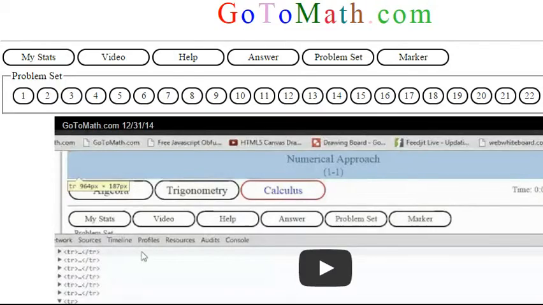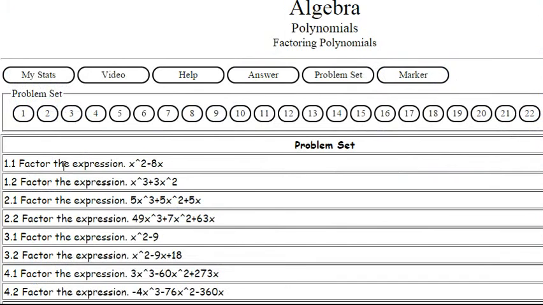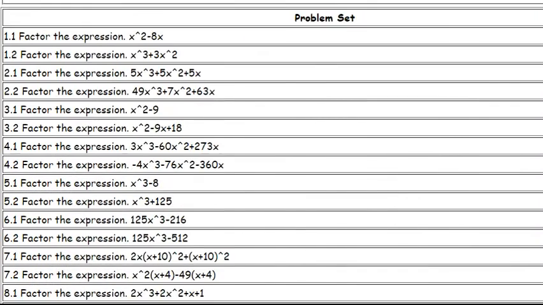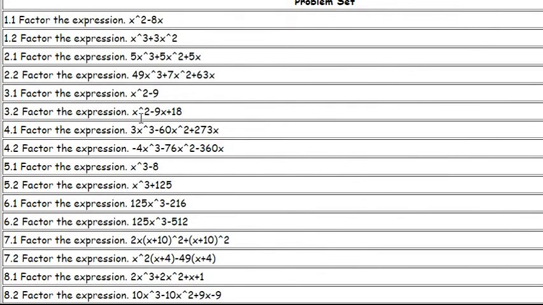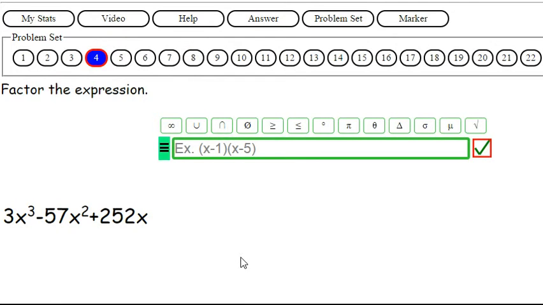Okay, we're over here at gotomath.com. Click on algebra, go down to factoring polynomials. I believe we're going to be doing 4.1. Writing this down real quick. Factoring can be like a puzzle. It can turn into a puzzle.